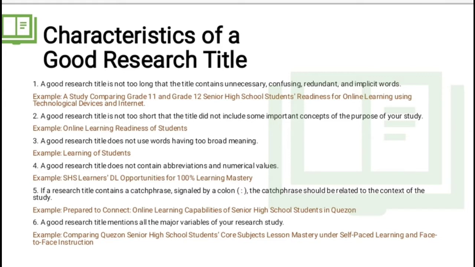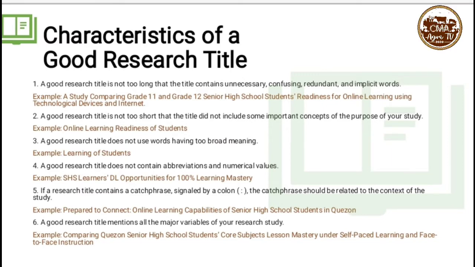It could be learning from technology, learning from peers, learning from the outside world, or learning anywhere. Napakalawak. So, number 4, a good research title does not contain abbreviations and numerical values. Look at this example: Senior high school learners DL opportunities for 100% learning mastery. So what is the abbreviation there? The SHS and the DL, and the numerical value is 100%.